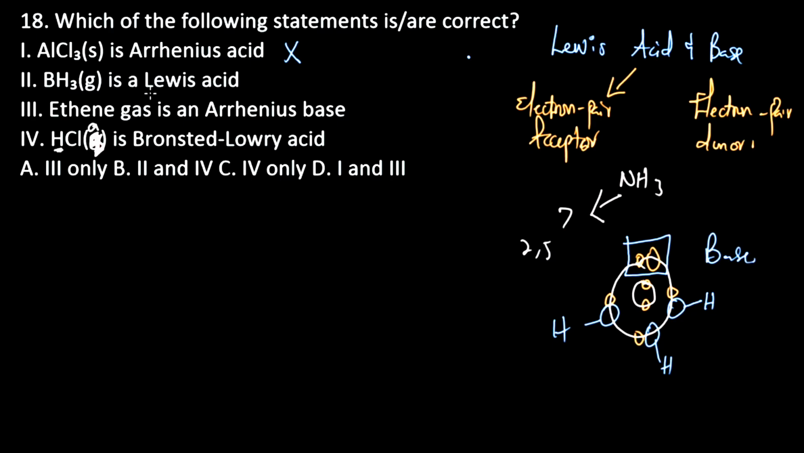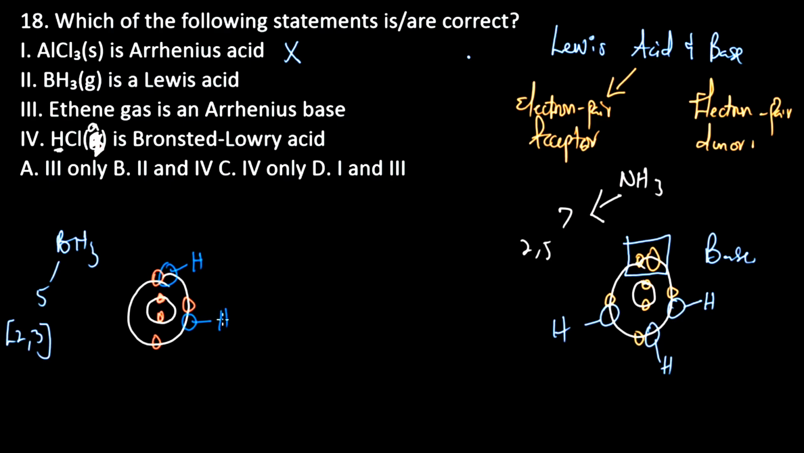Looking at this question here, Lewis acid, they said BH3. Boron is number 5, and that's 2, 3. So we have 2 electrons here and 3, 1, 2, and 3, right? The next thing is hydrogen. We have one hydrogen here, another hydrogen here, and another hydrogen here. So there is an empty pair of electrons here. This compound will accept a pair of electrons, and this one will donate a pair of electrons. So this is a Lewis acid, right?